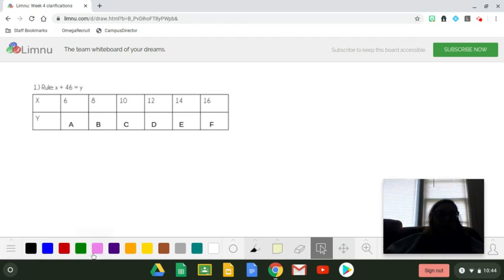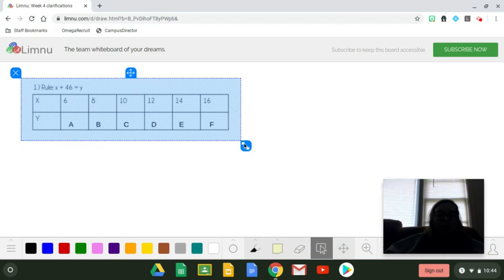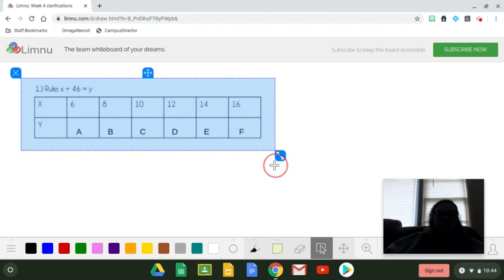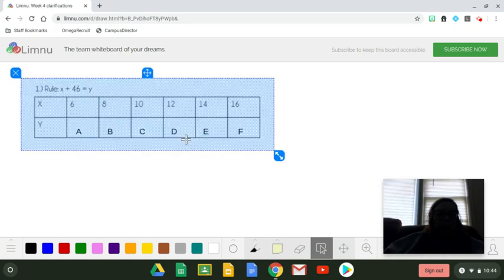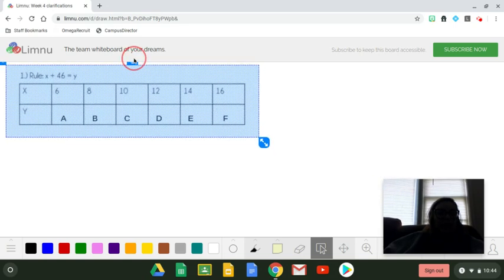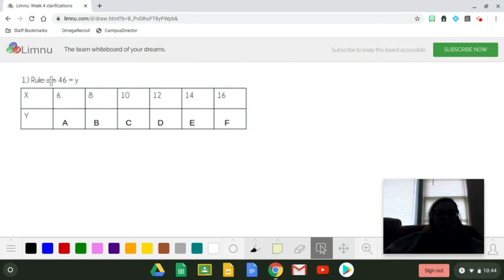So let's start with this grid right here. And it says the rule is that x plus 46 equals y. Okay, so these were your x values, and then you were trying to figure out what your y values were.